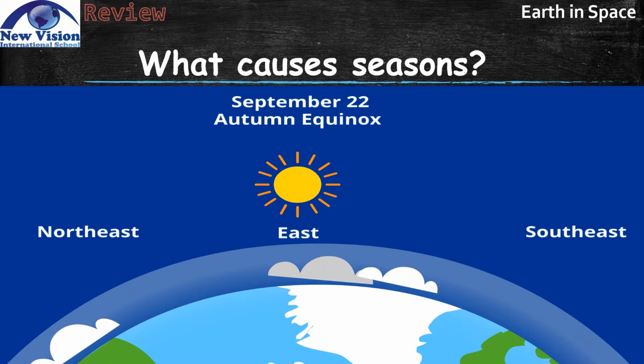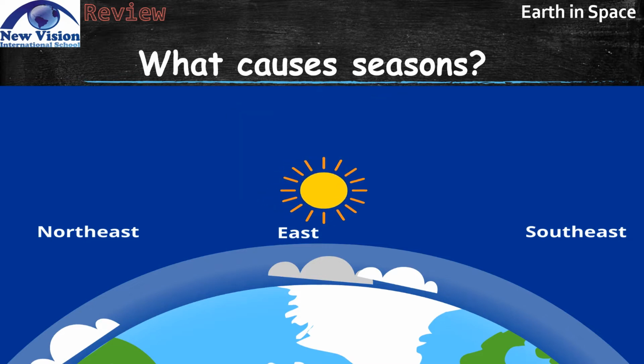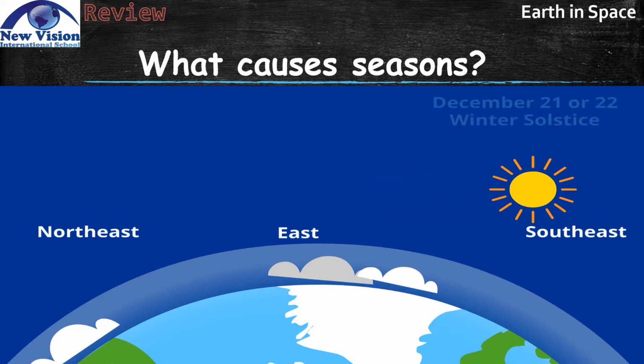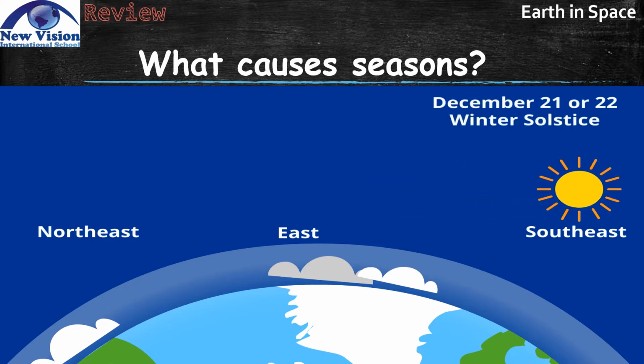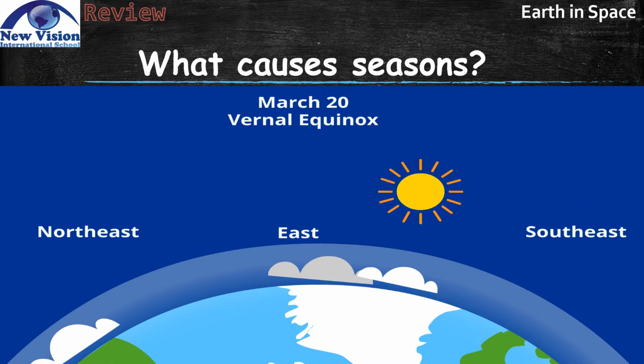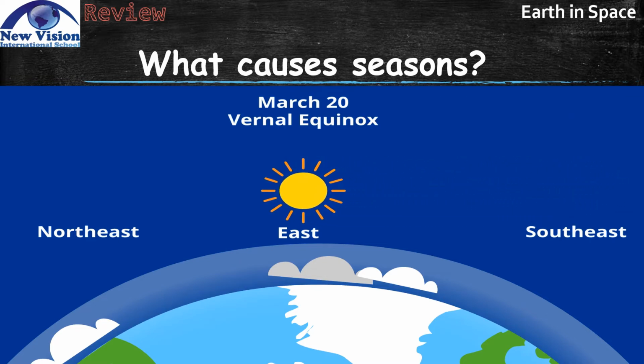On this day, the sun sets due west again. After this day, it will rise a little further southeast until December 21st or 22nd, which is the first day of winter, also called the winter solstice. After this day, it sets a little less south until March 20th, which is the spring equinox. It takes 1 year to complete this cycle.